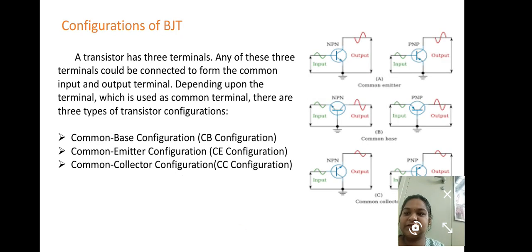Configurations of BJT. A transistor has three terminals. Any of these three terminals could be connected to form the common input and output terminal. Depending upon the terminal which is used as a common terminal, there are three types of transistor configurations. Number 1. Common base configuration, which is also known as CB configuration. 2. Common emitter configuration, which is also known as CE configuration. 3. Common collector configuration, which is also known as CC configuration.